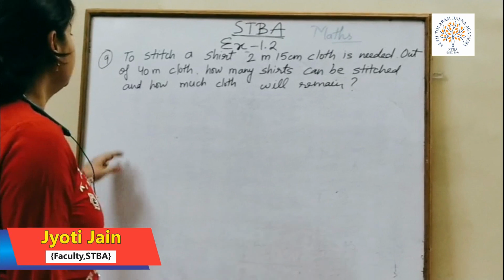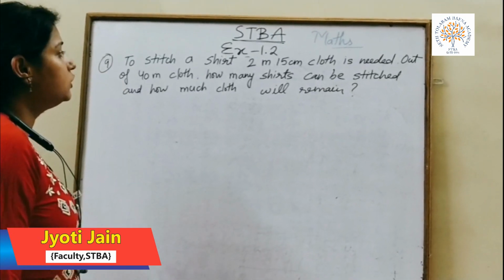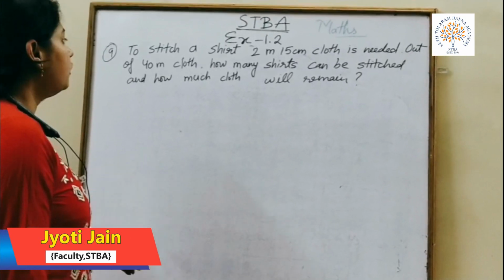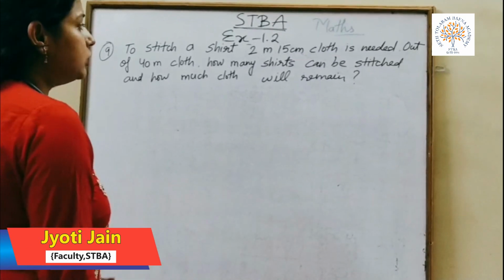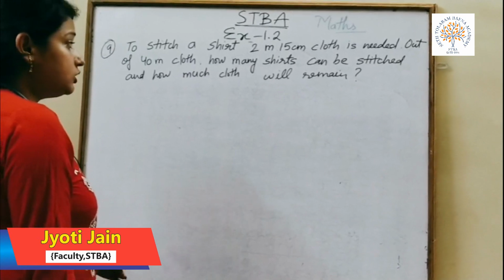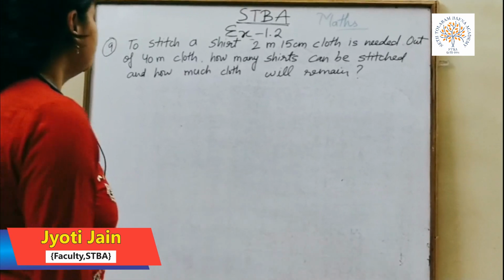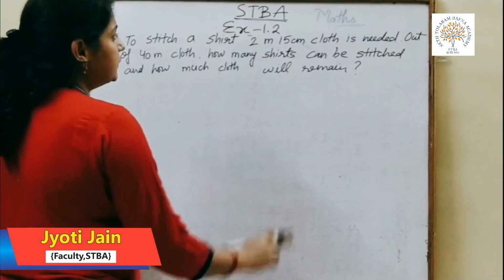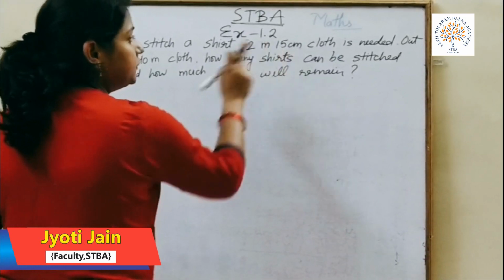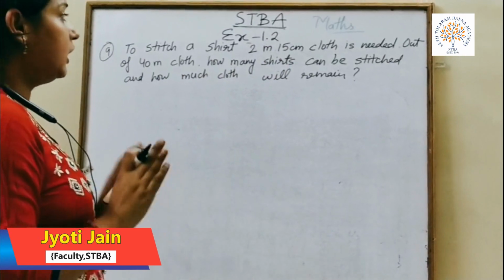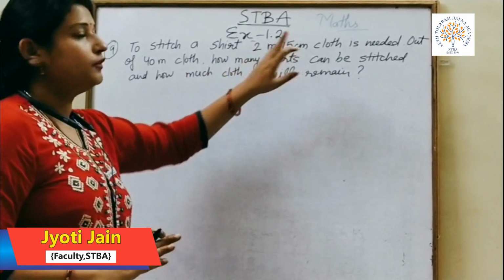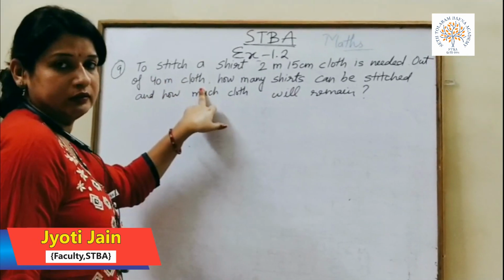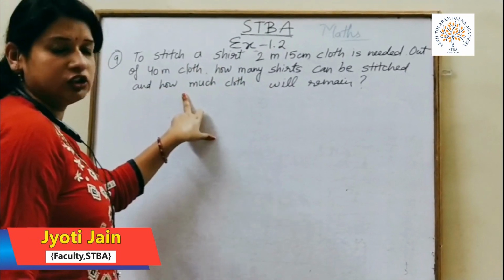Next is, to stitch a shirt 2 meter 15 centimeter cloth is needed. Out of 40 meter cloth, how many shirts can be stitched and how much cloth will remain? So in this question you can say that for one shirt cloth needed is 2 meter 15 centimeter. यानी एक शर्ट के लिए we need 2 meter 15 centimeter cloth and we are having 40 meter cloth here. How many shirts can be stitched with this?